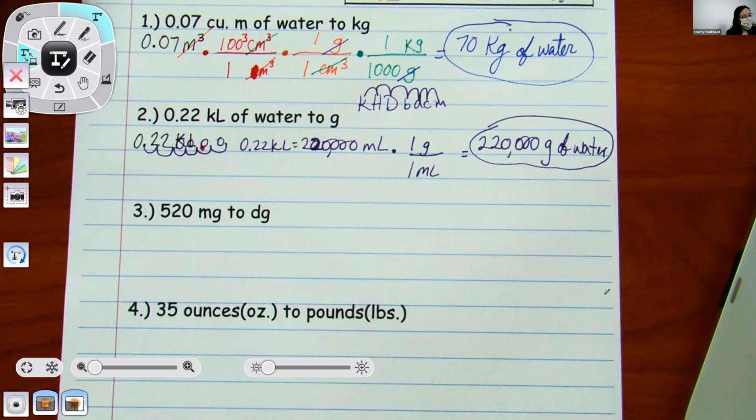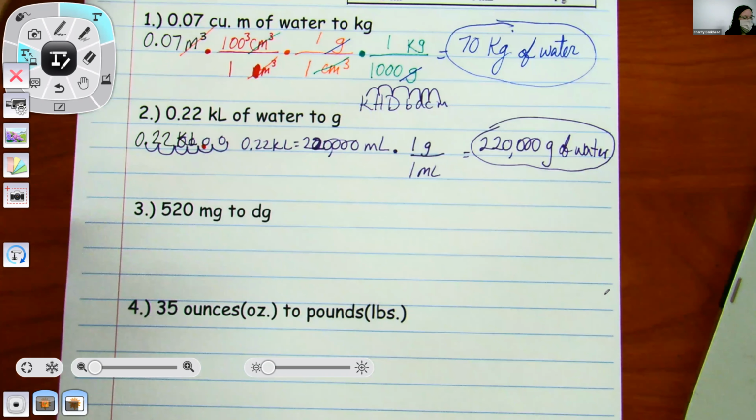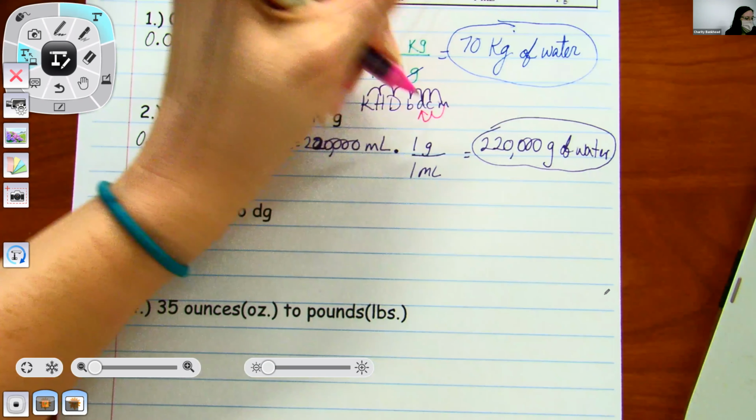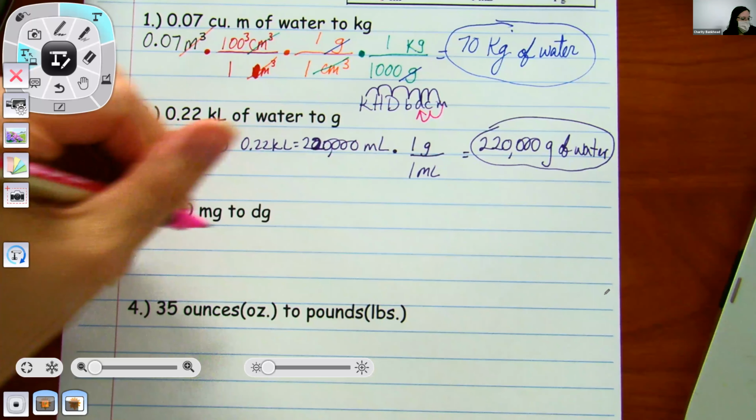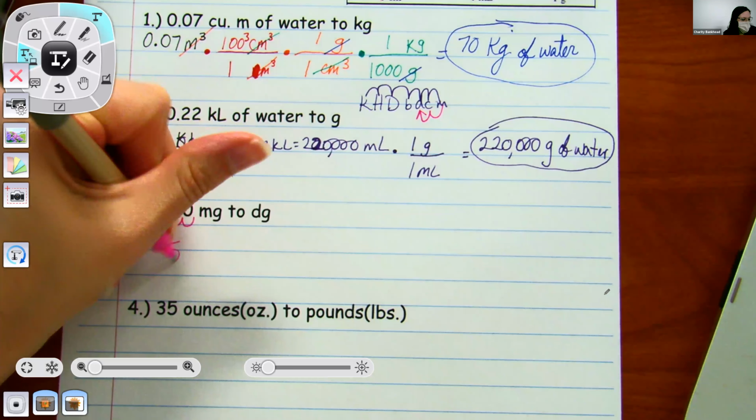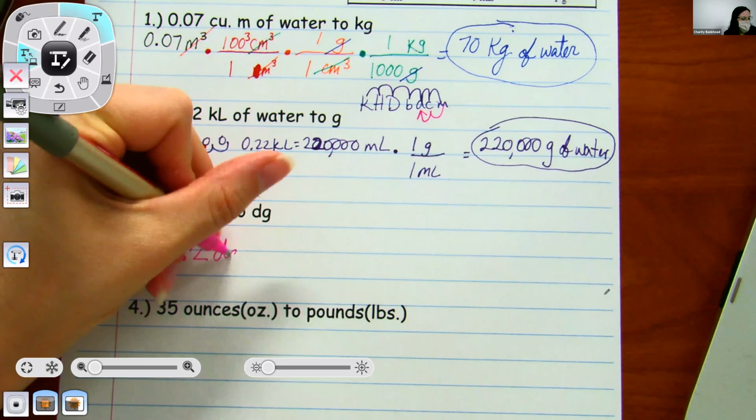Number 3, we want to convert 520 milligrams to decigrams. Okay, so we're going to move the decimal point 2 times to the left. So that's going to equal 5.2 decigrams.